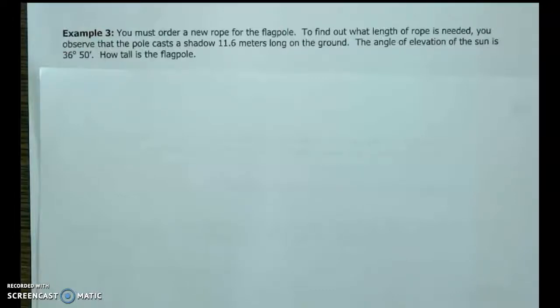Example 3, you must order a new rope for the flagpole. To find out what length of rope is needed, you observe that the pole casts a shadow of 11.6 meters long on the ground. The angle of elevation of the sun is 36 degrees 50 minutes. How tall is the flagpole? Let's start by drawing a picture.